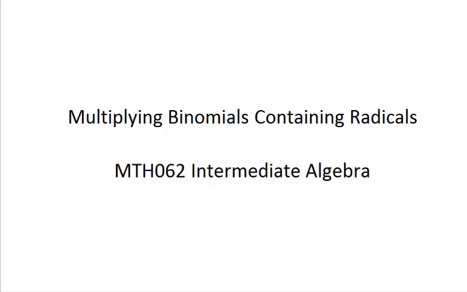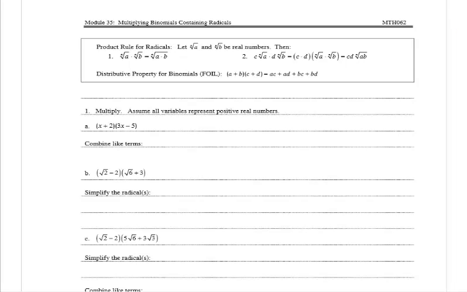In this video, we're going to be multiplying binomials containing radicals. And we have a reminder of the product rule for radicals and the distributive property. In 1, it says multiply, assume all variables represent positive real numbers.